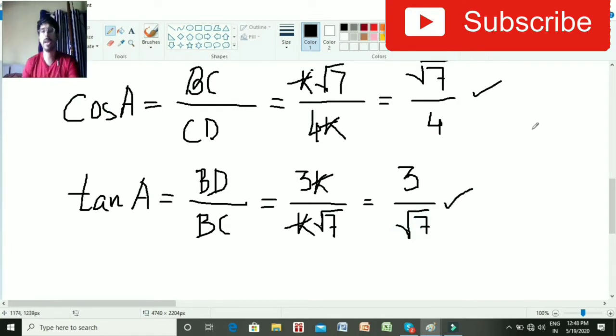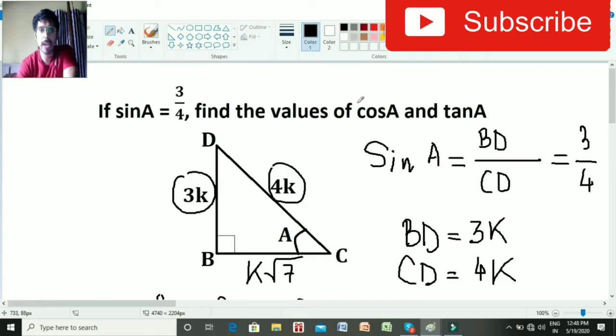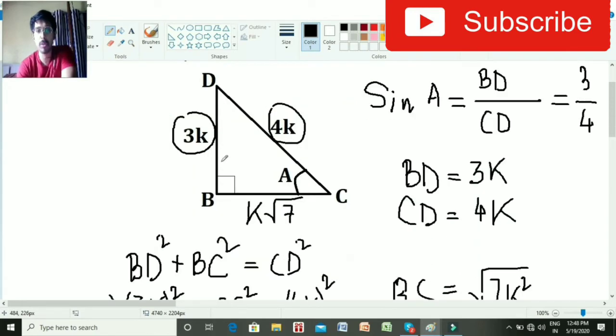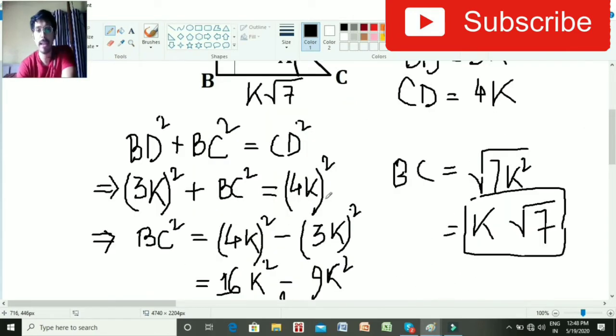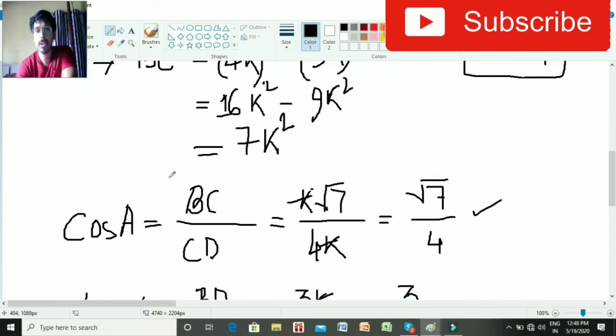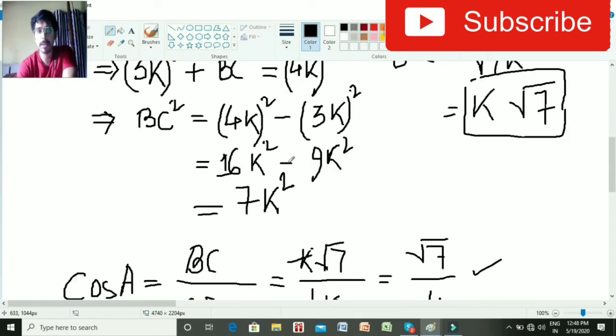So in this way, we have solved the first question. We needed to find out cos A and tan A here. First of all, we found the third side of the triangle and then we just put in the values and we got the result. So this is the answer to the first question. Now let us quickly go on to the second question.